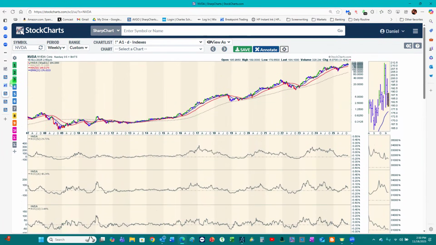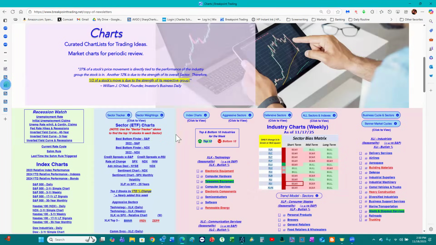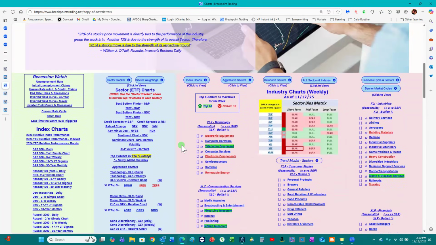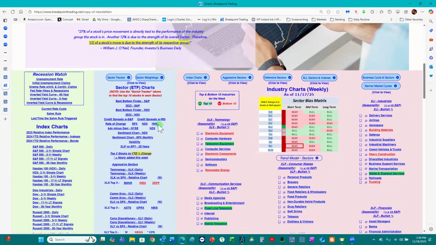But that's the way to use rate of change. You can play around with it on different charts, different ways of looking at things. You can start with the ones right here if you're a subscriber. Rate of change is in this blue panel near the top for the S&P, the NASDAQ, and the Russell 2000.